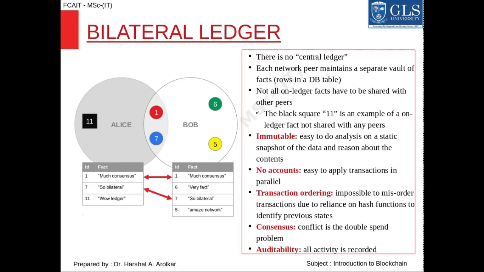Now observe that Alice has 3 facts while Bob has 4 facts, but there is a two-way arrow visible between Alice and Bob. So we have much consensus mapped with much consensus and so bilateral mapped with so bilateral. The idea behind showing these two-dimensional arrows is that these two facts are shared between Alice and Bob. Although very fact and amaze are also facts available with Bob, they are not shared with Alice but with someone else. There is a fact called wow ledger which is again not shared with anybody from the perception of Alice. So this is how the bilateral ledgers are stored.